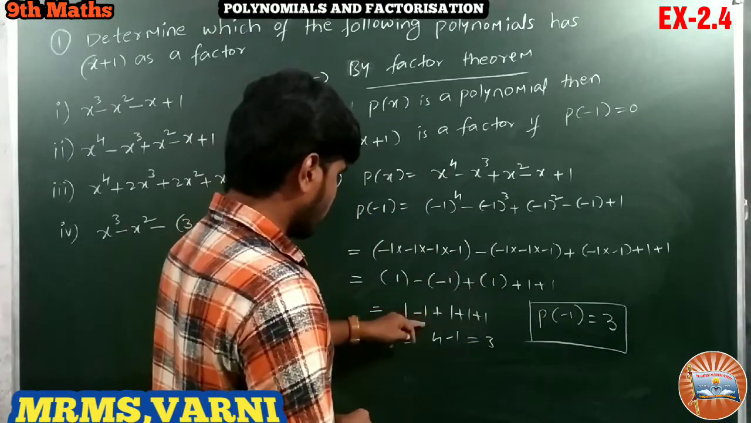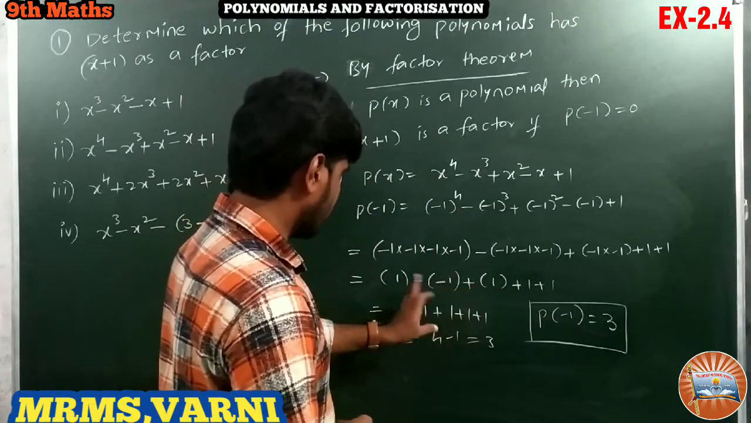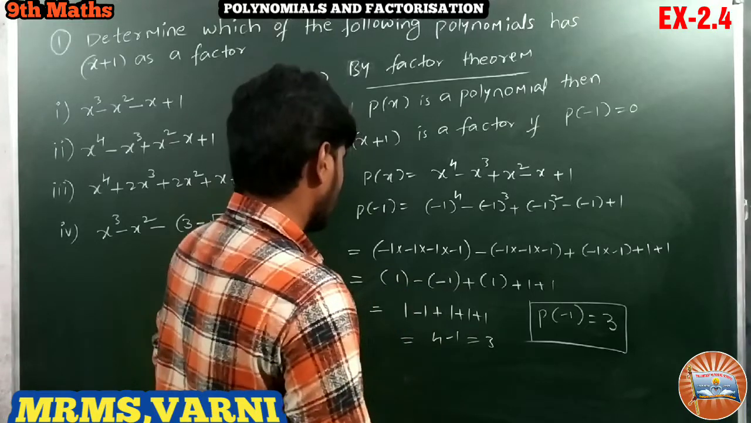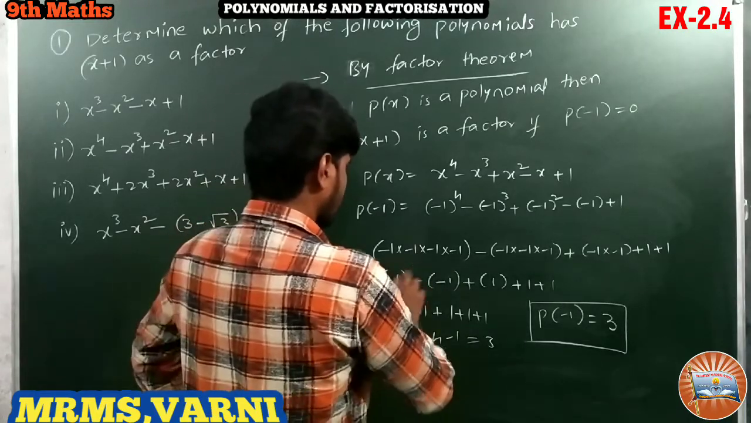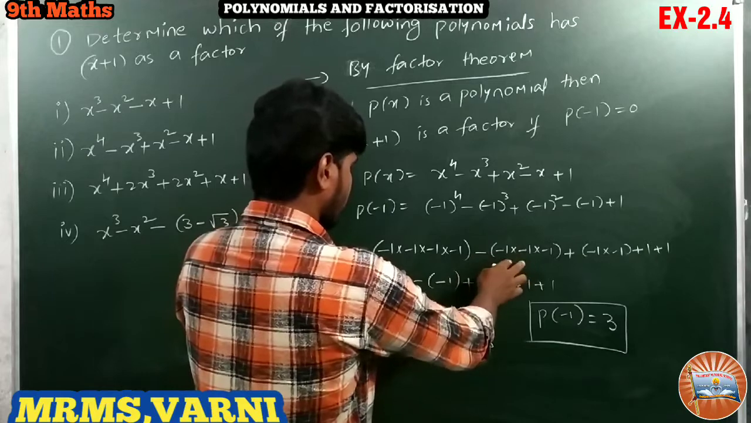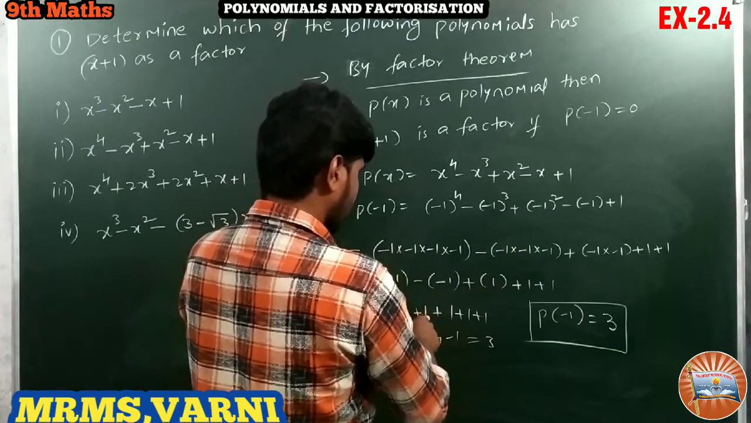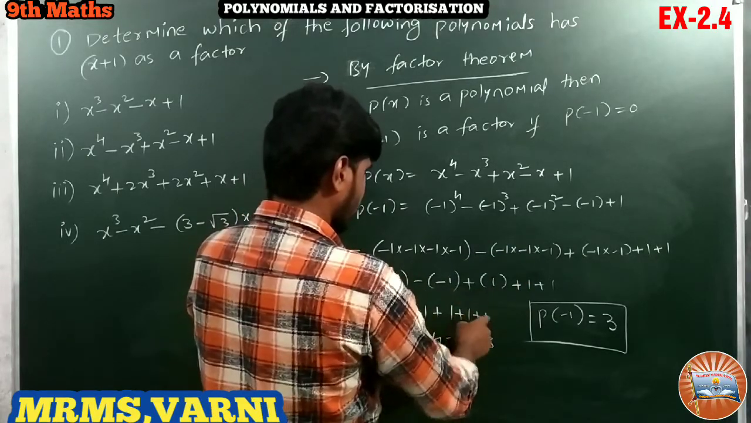So 1 minus 1, 1. Sorry, yes, we have made a mistake here. 1 is minus 1, minus minus 1 plus 1 it is. And 1 plus 1 plus 1.